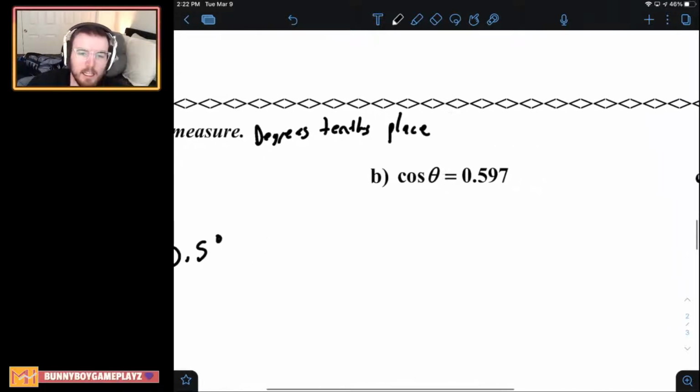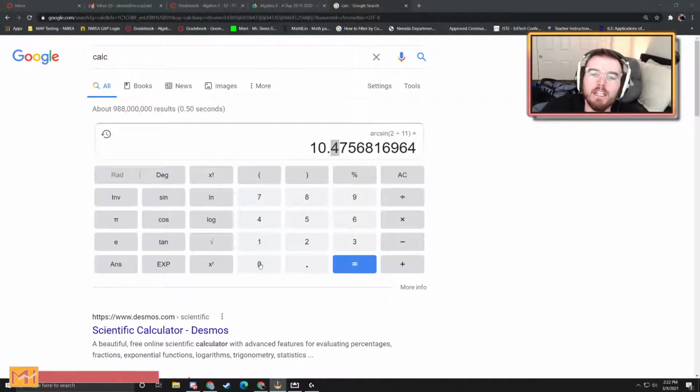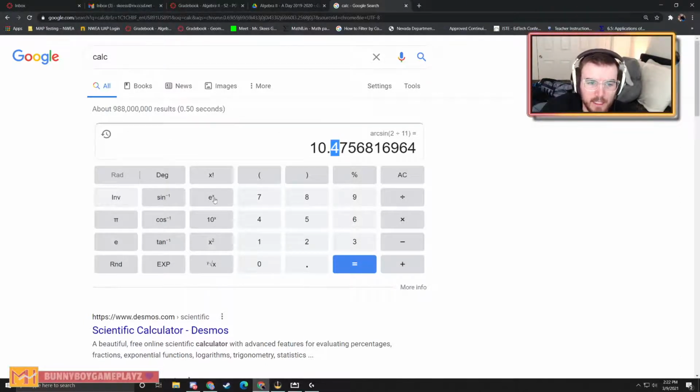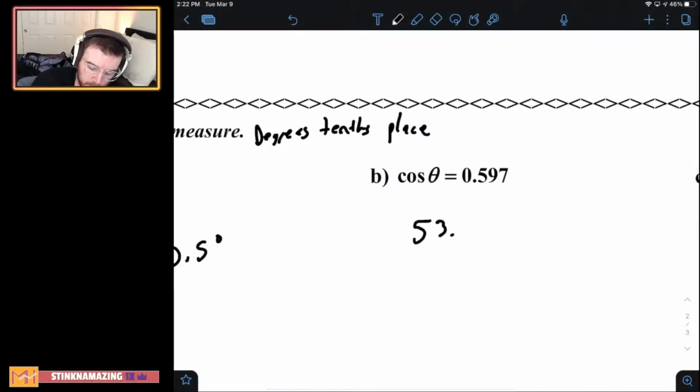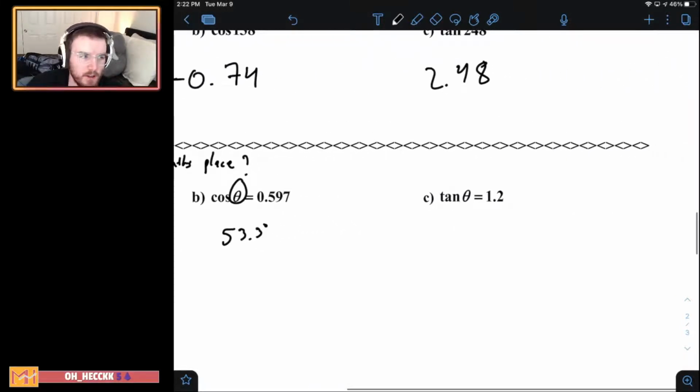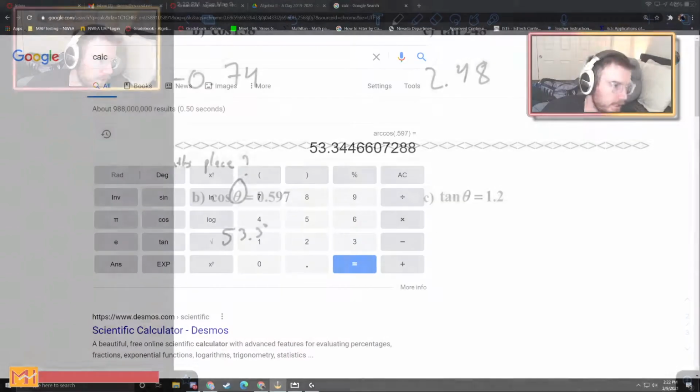Let's continue on. Inverse cosine of 0.597, right? If you're trying to find an angle, this is actually a big deal. You should write this down. If you're trying to find an angle, you'll be using the inverse trig function. Inverse trig functions help you solve for an angle, right? I am missing an angle measure, 53.3. That is the unknown. You're going to use an inverse trig function in order to solve for that angle, okay?